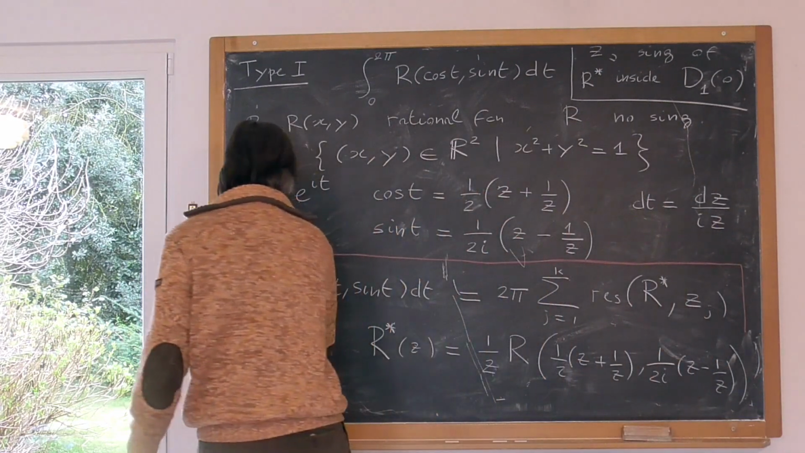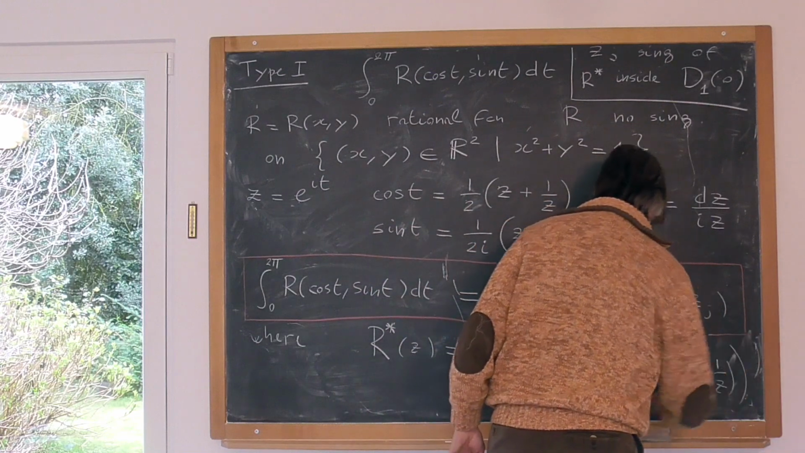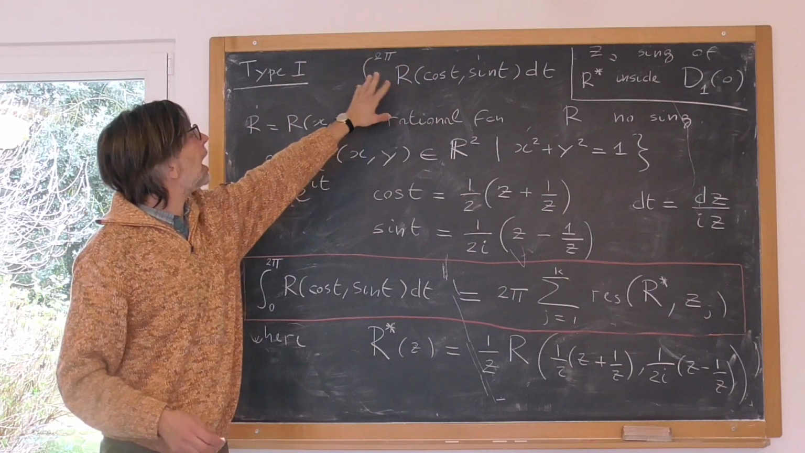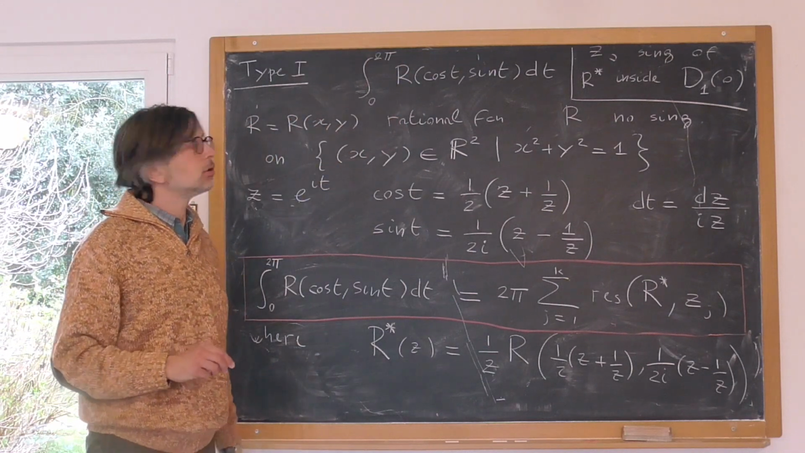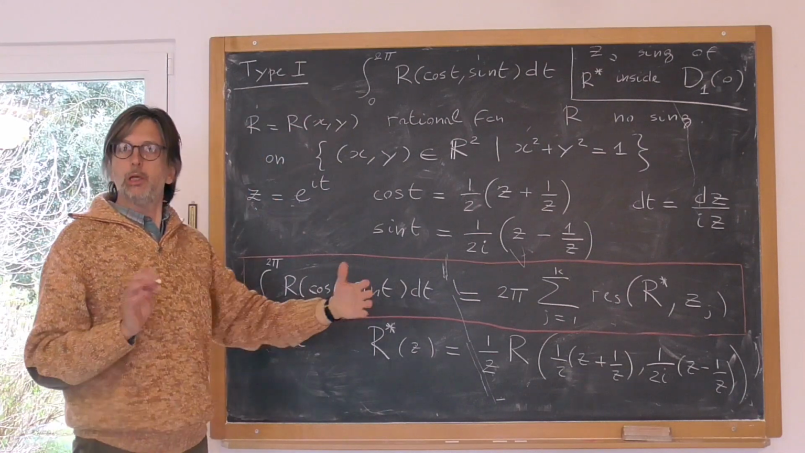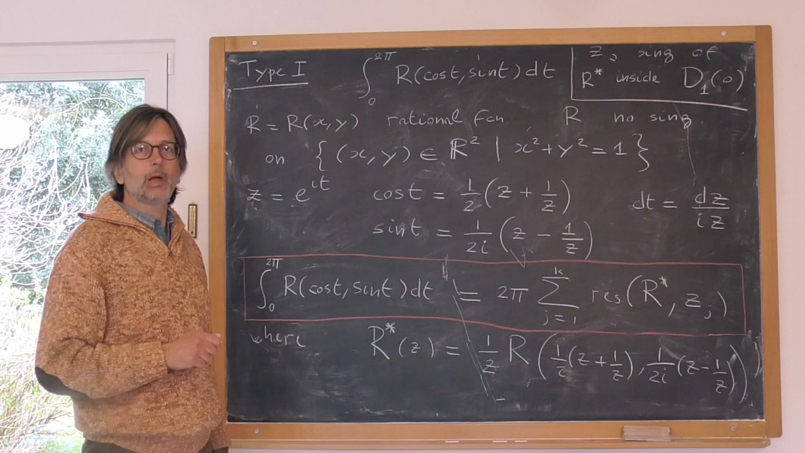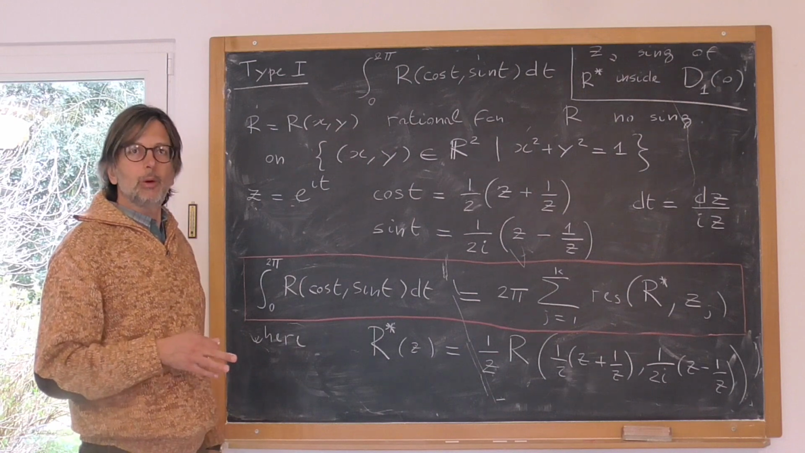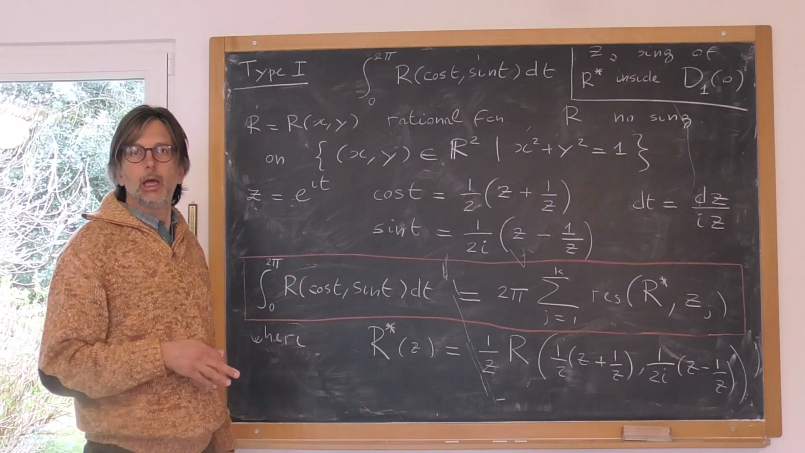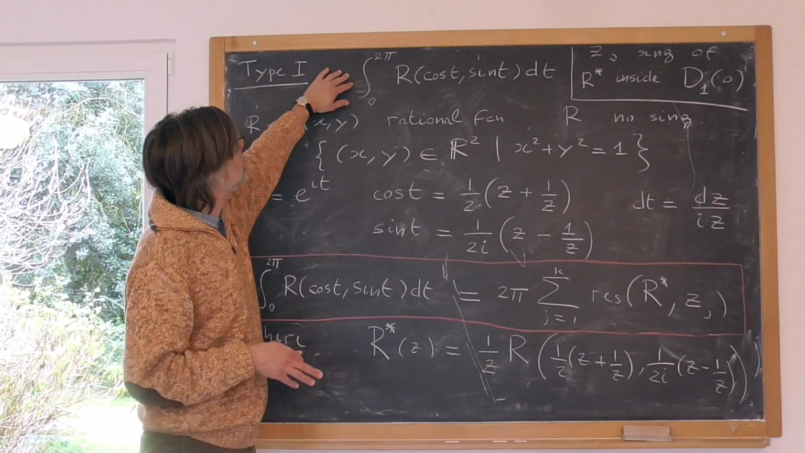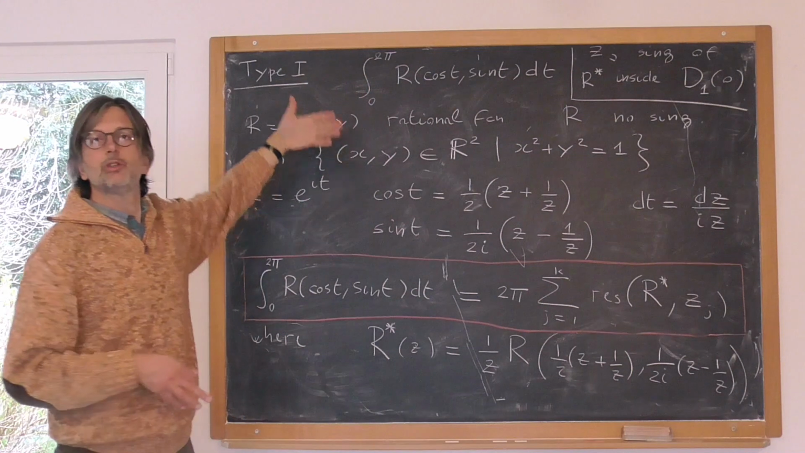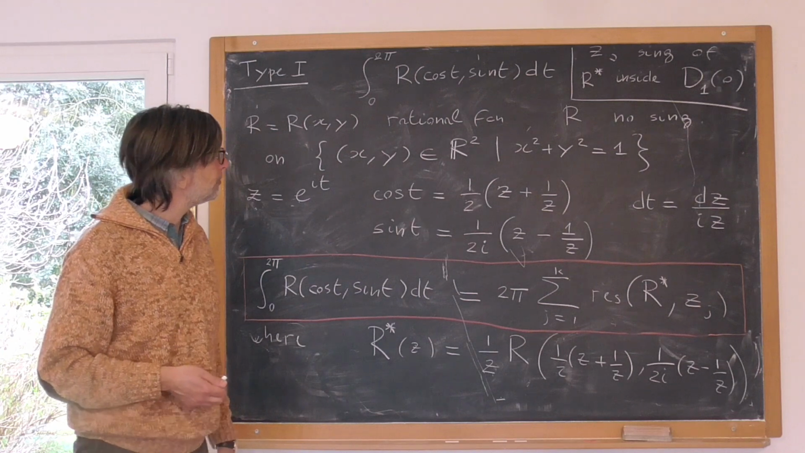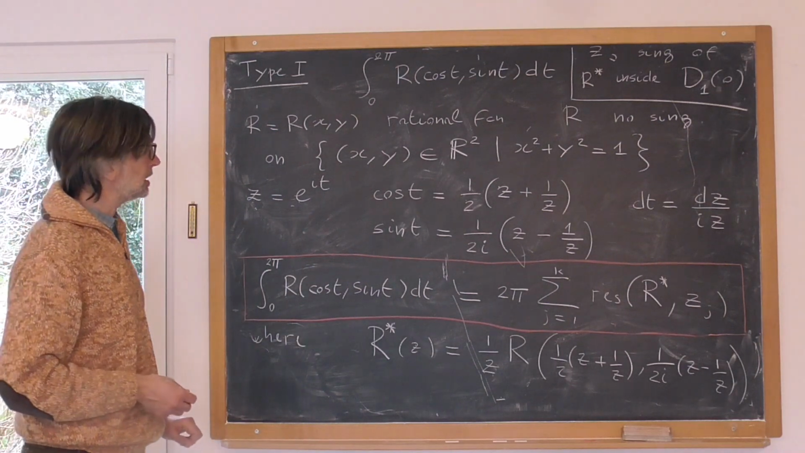Which is general, and this formula allows us to compute all these integrals of a rational function applied to the trigonometric functions sine and cosine, provided that we are integrating on the whole interval 0 to 2 pi. This method of residues cannot be used to integrate on arbitrary intervals. Here we really need to integrate over a period so that we can transform this integral into an integral over a contour. Okay, so this is type 1.